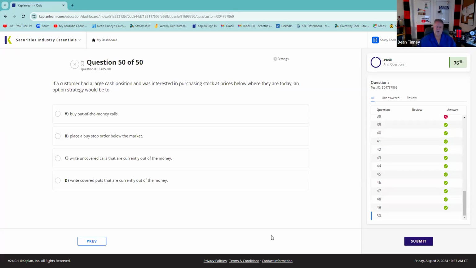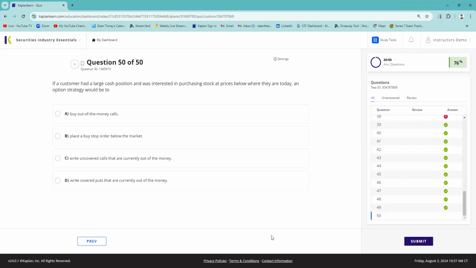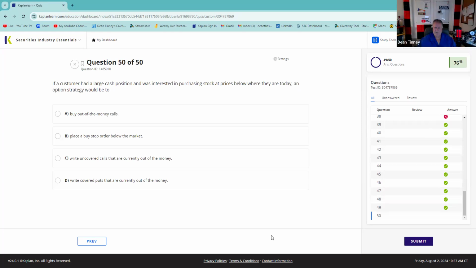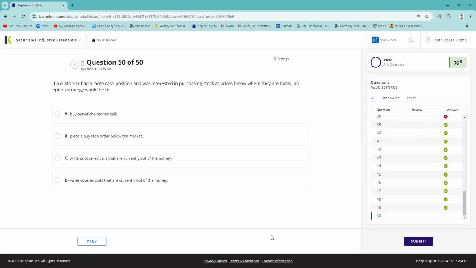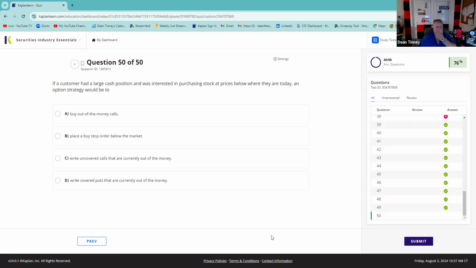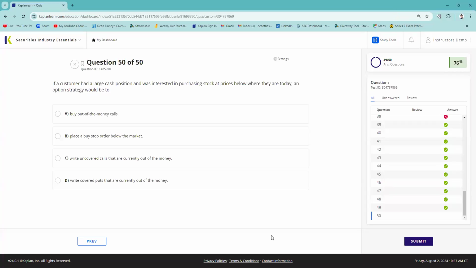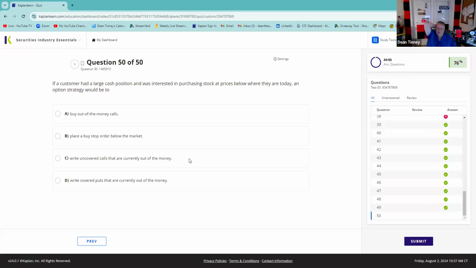Your customer had a large cash position and was interested in purchasing stocks below where they are today. An option strategy would be... Wow, this is a tough one. Please say buy stock order put on the market, buy out of the call. Large cash and... I don't know. D? I have no idea. This one's really tough. I think this is tough for an SIE.